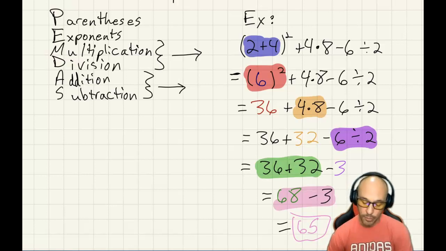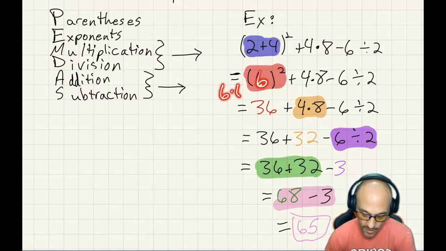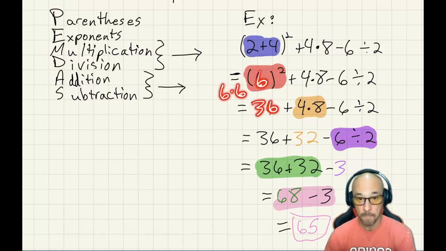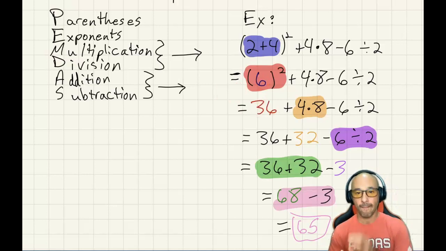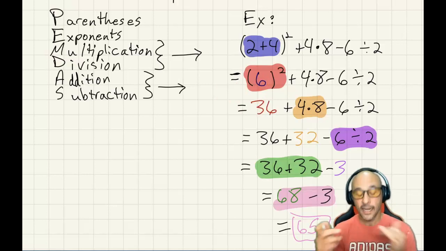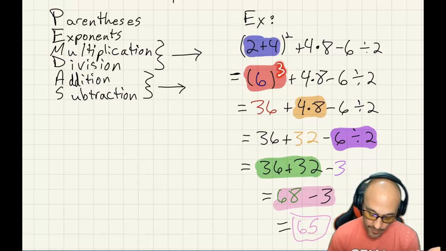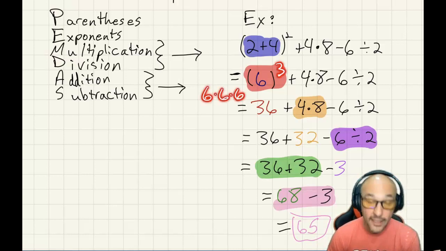Squaring means multiplying the base by itself. So 6 times 6 is 36. And if this was a 3, then it would be 6 times 6 times 6.